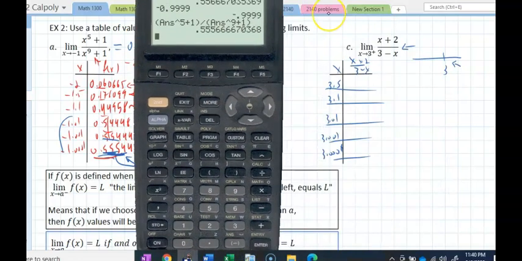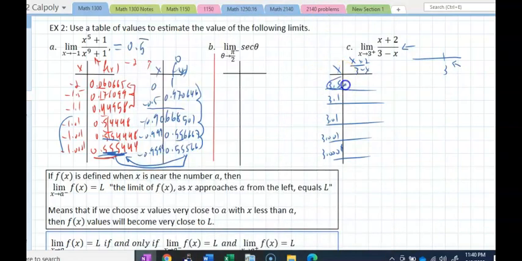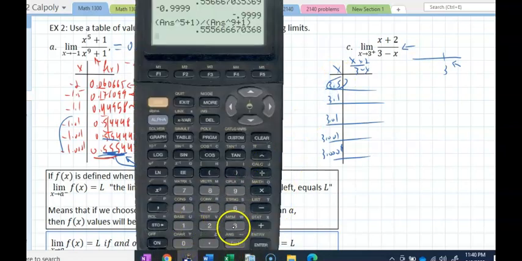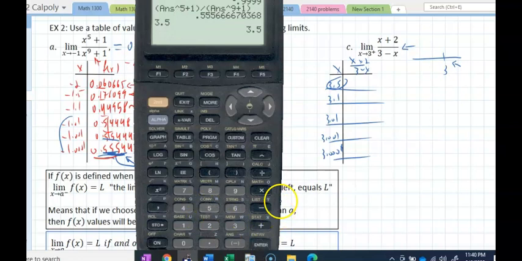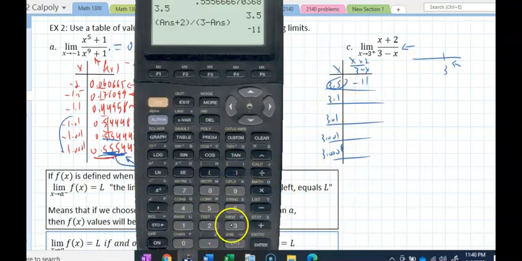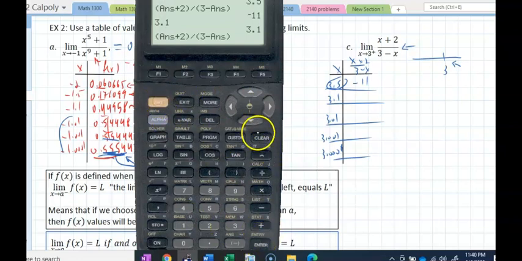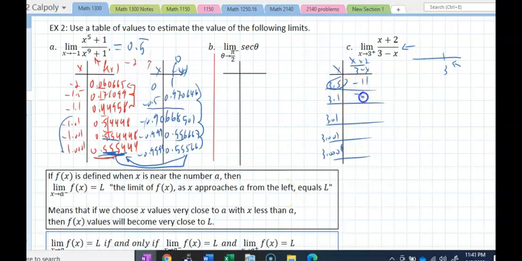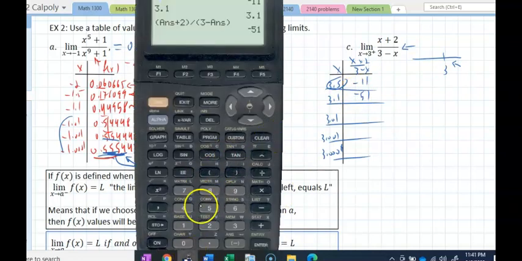I need to input the new function. So first I'm going to start with a 3.5. There it is. And now if I take my answer plus 2 divided by 3 minus the answer, negative 11. If I go to 3.1, again, in your calculator, you enter, you hit the back arrow twice. That's the same as what I'm doing on this calculator. Negative 51. Okay, I'm hoping this will level off next to a number.